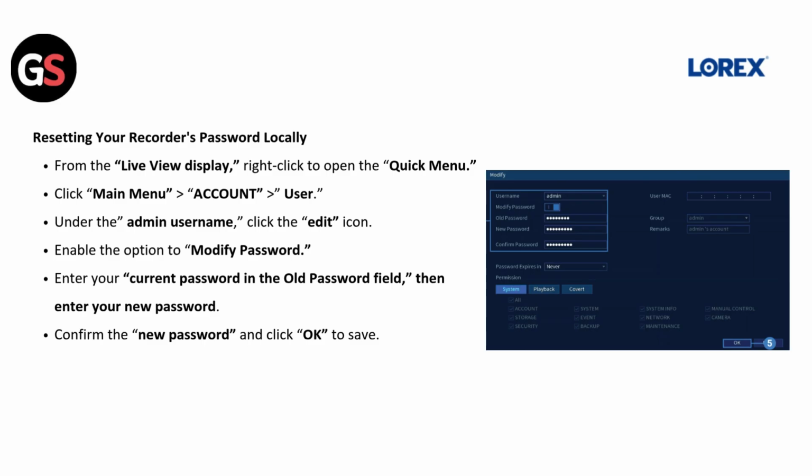Resetting your recorder's password locally. From the live view display, right click to open the quick menu, click menu, then go to account, then users. Under the admin username, click the edit icon, enable the option to modify password, enter your current password in the old password field, then enter your new password, confirm the new password and click OK to save.